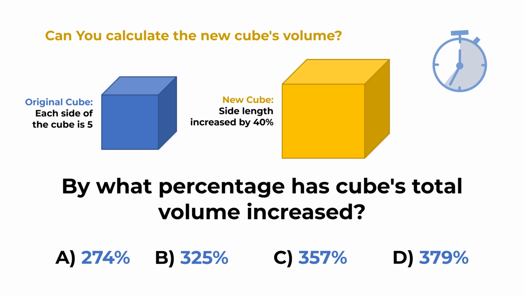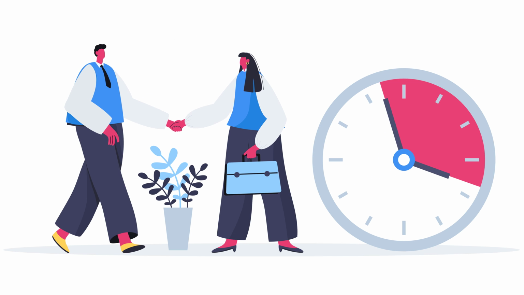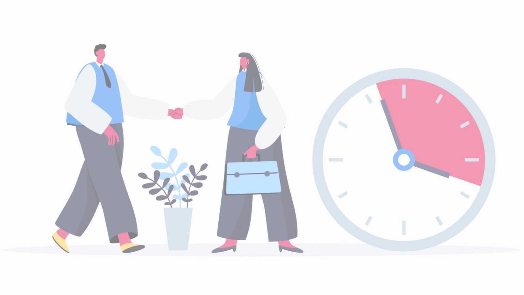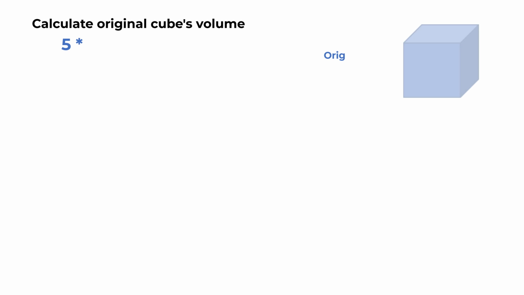Give yourself a little bit of time because the answer to this question may not be obvious. Hopefully you've nailed it, but let's move forward and I'll explain how I solved this problem so we can get to the correct solution together. First thing we're going to do is calculate the original cube's volume. 5 multiplied by 5 multiplied by 5 equals 125.